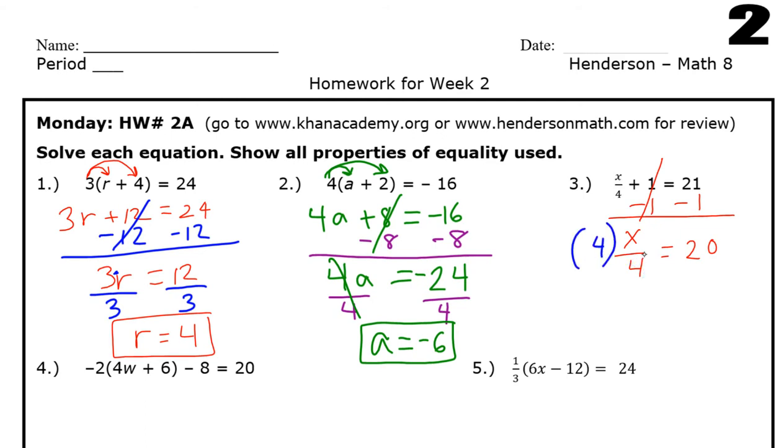Now I'm going to use parentheses. You could use a dot, right? I'm going to use parentheses to show that I'm multiplying both sides of the equation by 4. So x is equal to 80.